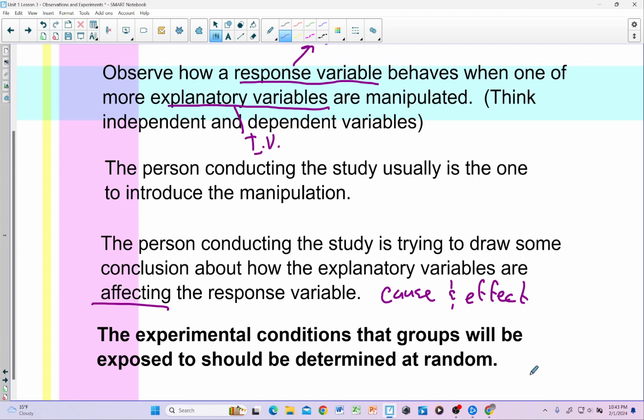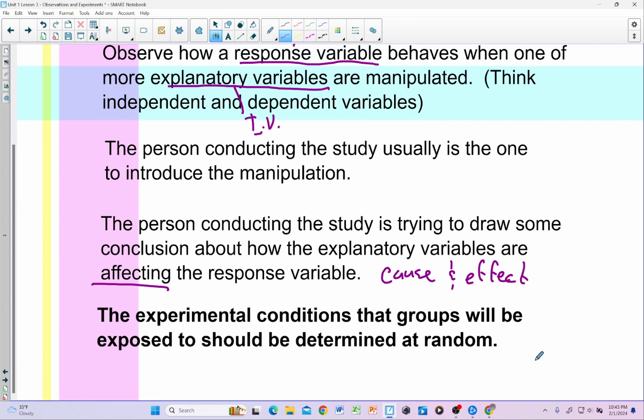So the reason why you really want them determined at random is you want all groups to be about the same in characteristics. You want a little of everybody in each group.